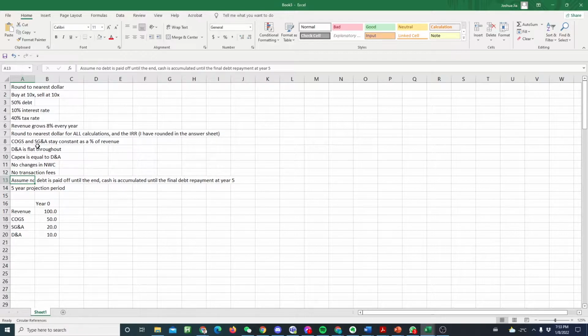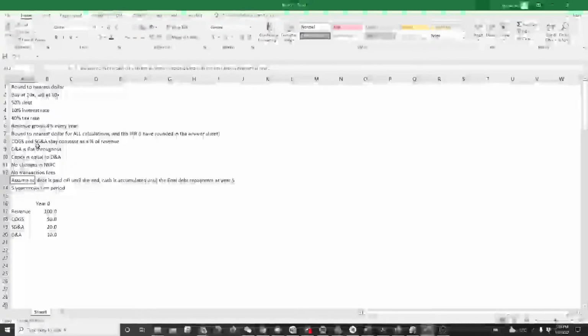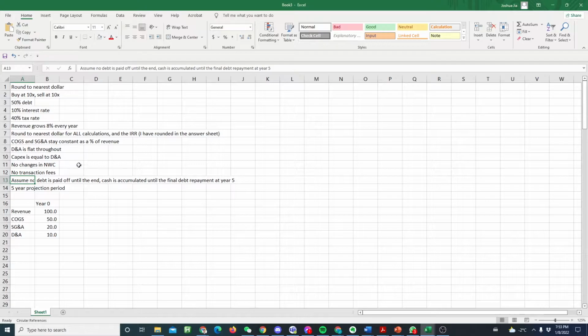Normally in a complex, Excel-driven LBO, we assume that any cash we make is going to pay off the debt, also known as a cash flow sweep. But in this case, we're just going to assume that the cash is accumulated, so we just keep the cash. We don't actually pay down the debt until we sell the company, and then we'll use the cash. So this is fairly easy. Let's get to it.